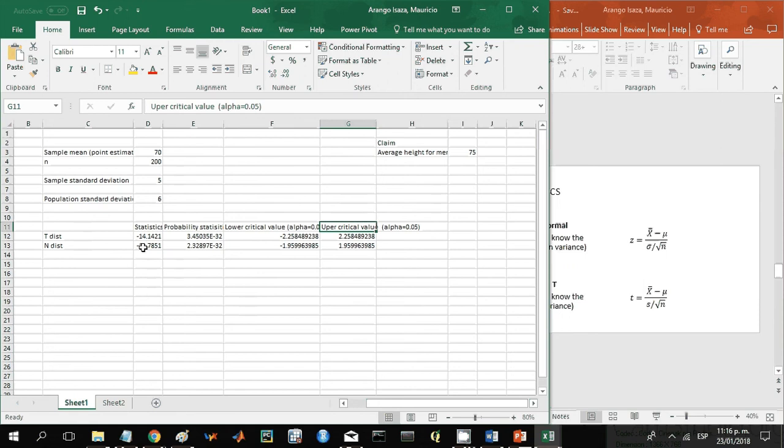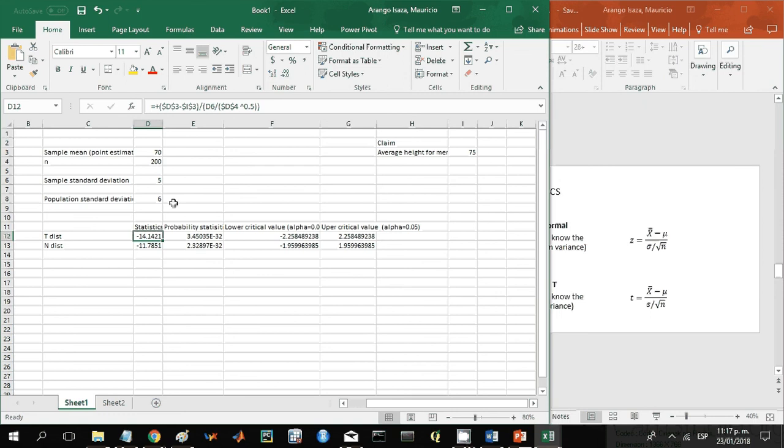So this is going to be your statistic, that is your point estimate minus whatever claim you are proving, then divided by the sample standard deviation in the case of the t-distribution, divided by the square root of the size of the sample, that is the same as taking something to the power of 1/2. That is going to give you the statistic.